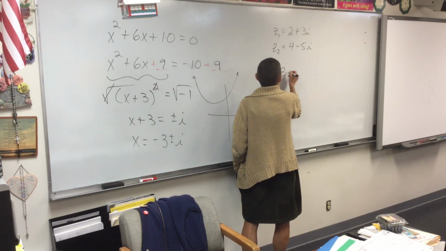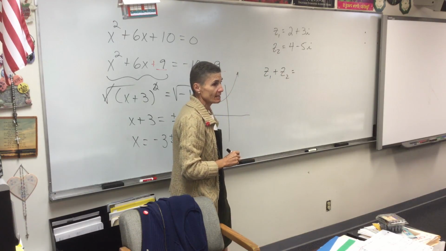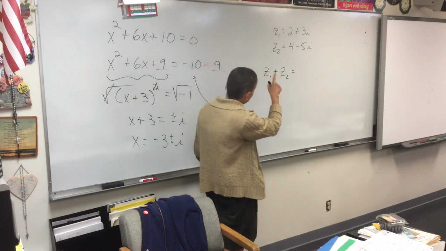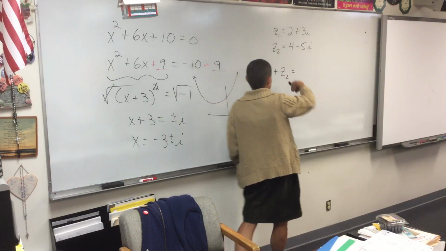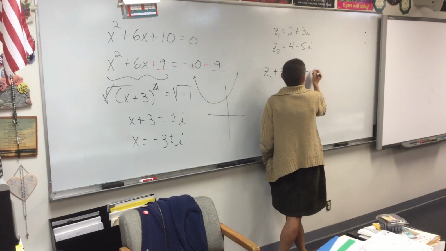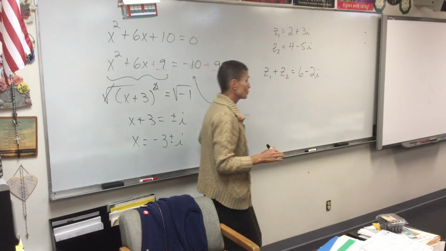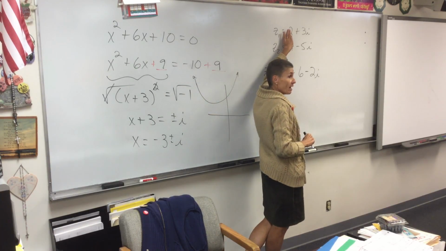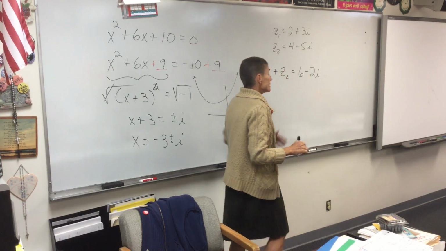Could you add those two numbers together? I think you could, and it would probably take you about 1 second. What is the sum of those two numbers? Don't make it hard or tricky, do the obvious. The sum of those two numbers is 6 - 2i. When you add complex numbers, you collect like terms. You add the parts without the i's, and you add the parts with the i's. Easy.